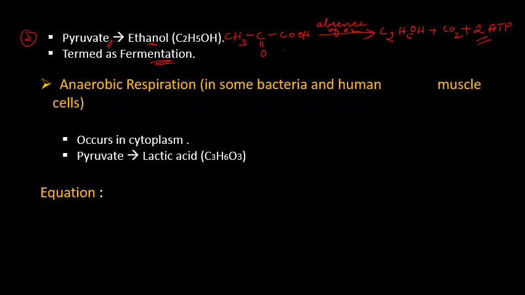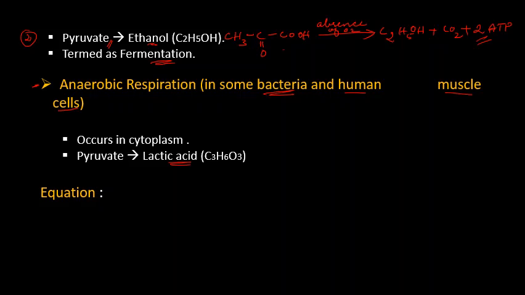Now let's see the anaerobic respiration in animals. This anaerobic respiration takes place in some bacteria, some worms, even in human muscle cells. When a person undergoes very vigorous physical activities like running for a long distance, running for a long time, at that time the muscle cells start respiring anaerobically. So at that time the pyruvate will be converted into lactic acid.